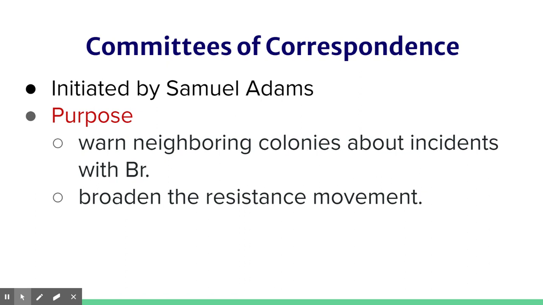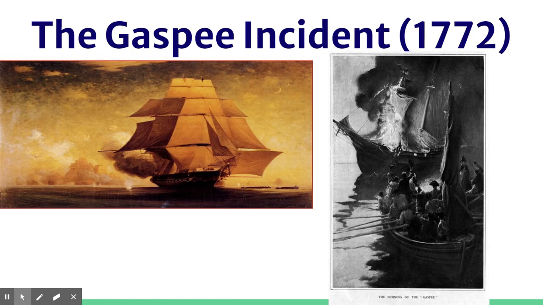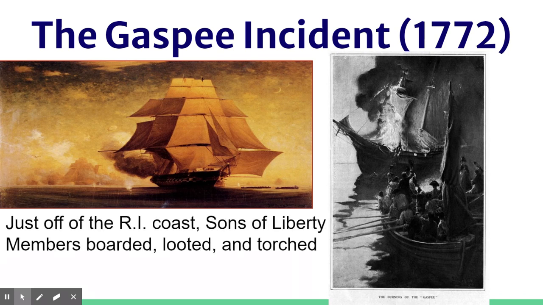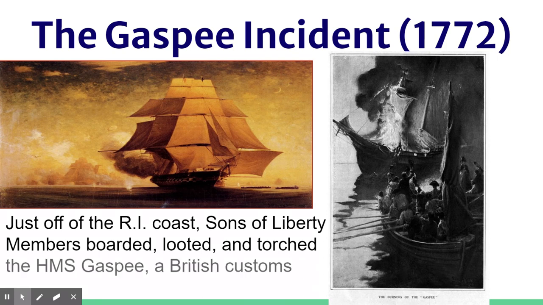Another incident that most people don't know about is the Gaspee incident, where just off the Rhode Island coast, a bunch of Sons of Liberty members boarded this ship, looted it, and then torched it. It was a customs schooner, so it was basically looking for people that were smuggling, doing illegal activities. It wasn't anything bad, really. But Rhode Island was kind of a hotbed for smuggling, and so they just had to burn it, dressed as Indians again, or not again, for the first time.